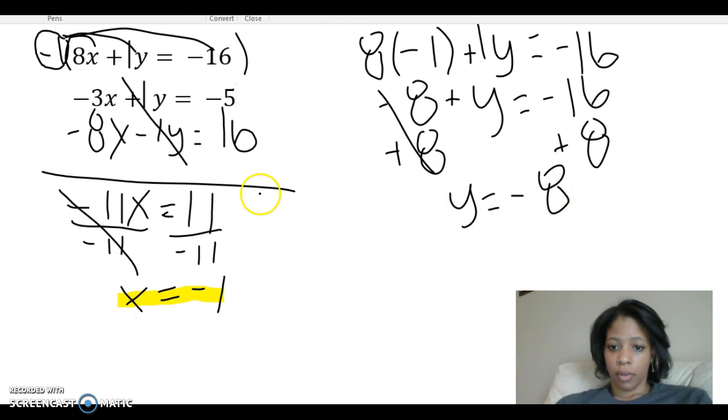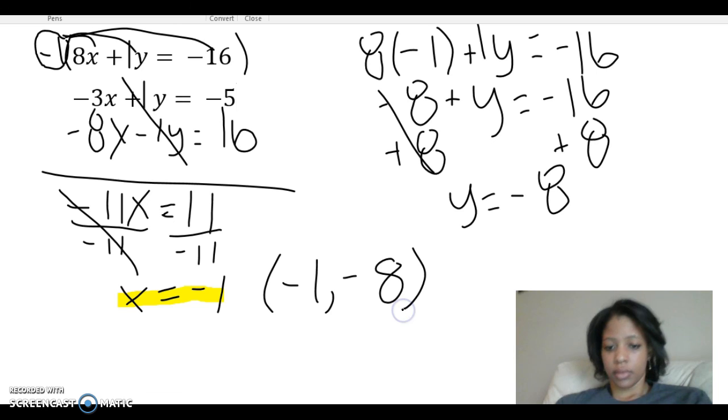So I have my x coordinate and my y coordinate. So when I put them in my parentheses, my x goes first. So it would be negative 1, comma, negative 8 as my answer. And you're done.